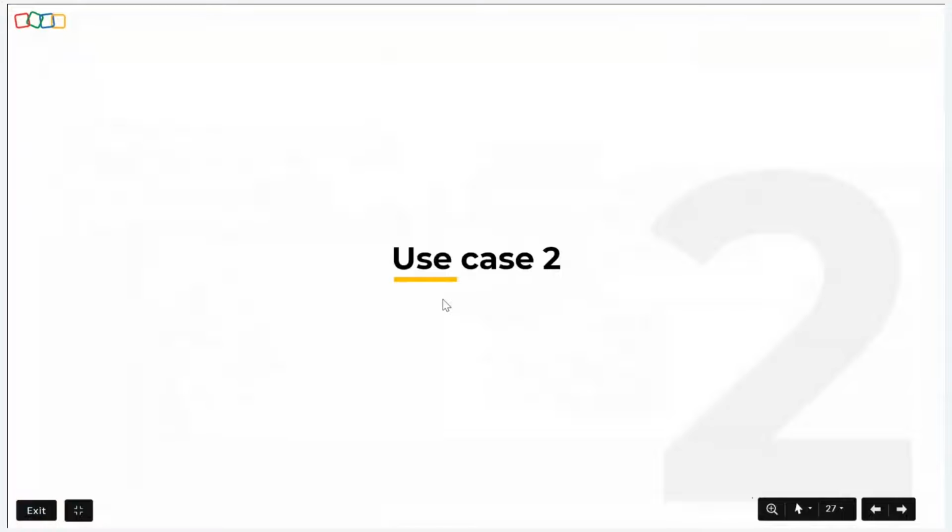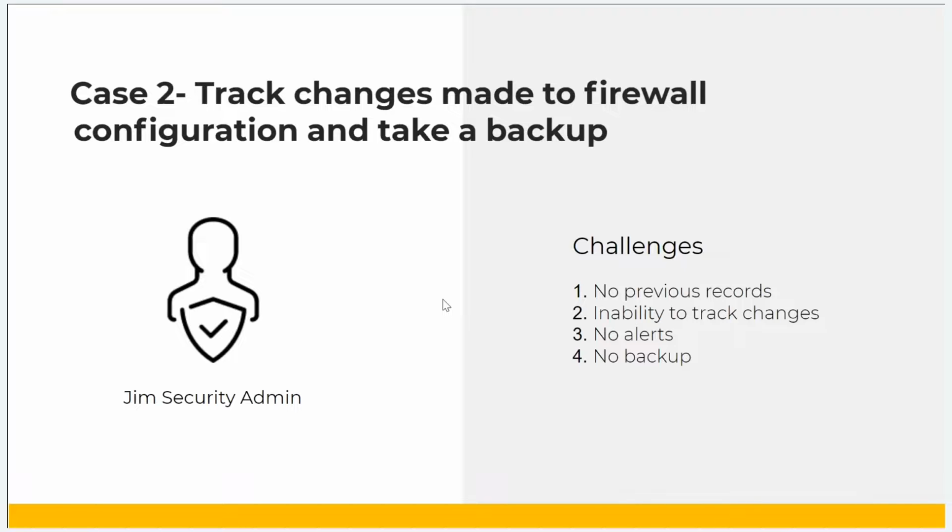All right, so that concludes use case 1. So now moving on to the second use case. Now that Jim has reviewed all the rules and made necessary changes in his firewall rules, let us look at the second use case for Jim.